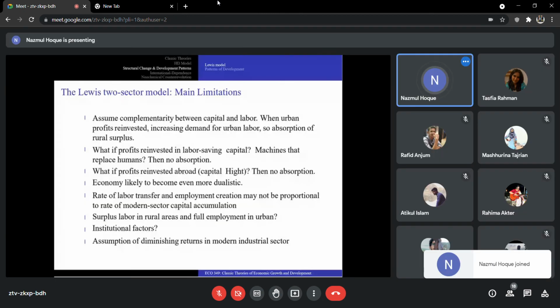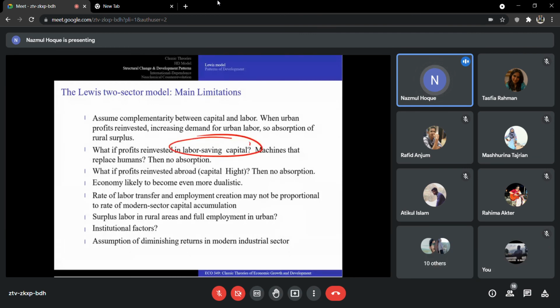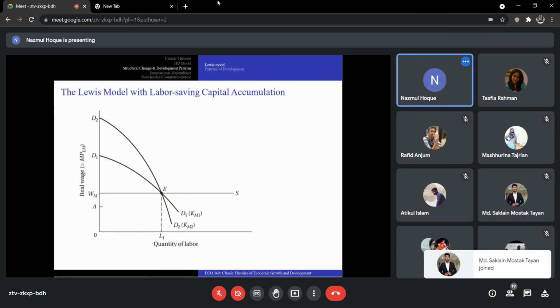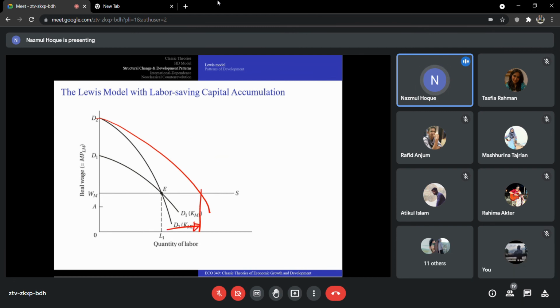So investment in labor saving capital could be a problem, because look at this. The capitalist made some profit, right? In this diagram, if this is the modern sector, the capitalist made some profit. So the capitalist reinvests this profit, but the reinvestment happens in labor saving technology, labor saving capital. As a result, instead of having a rightward shift like this, that will increase labor employment.